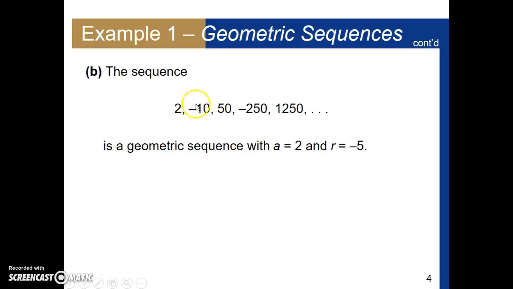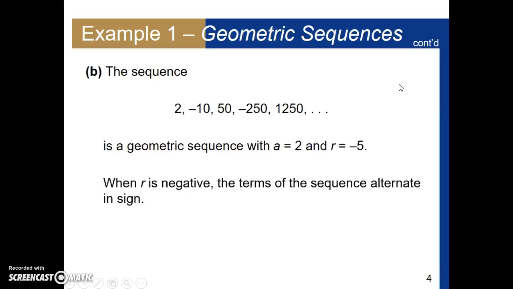We take any term and divide it by the term just to the left. So negative 10 divided by 2 is negative 5. 50 divided by negative 10 is negative 5. So it is true that the common ratio for this sequence is negative 5. And if we were to write the nth term, it would be a, which is 2, always the first term, times r to the n minus 1.